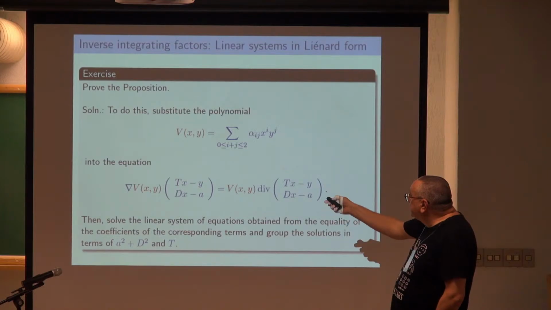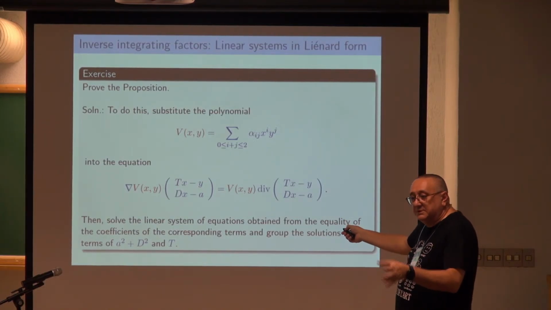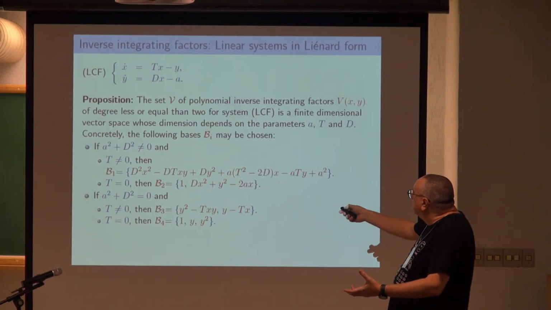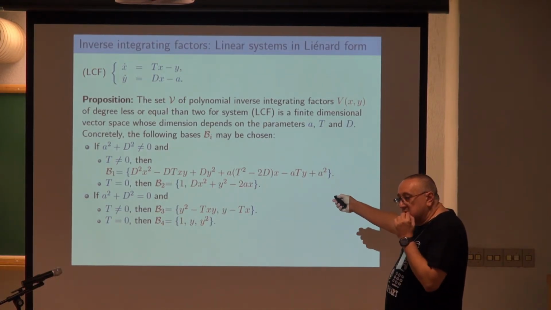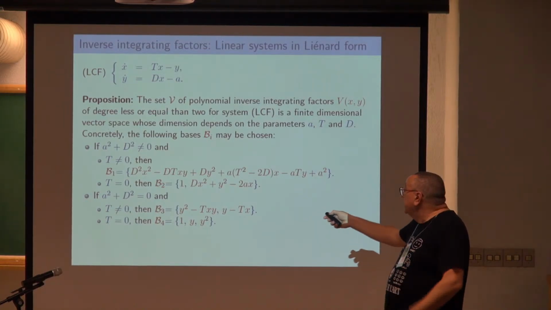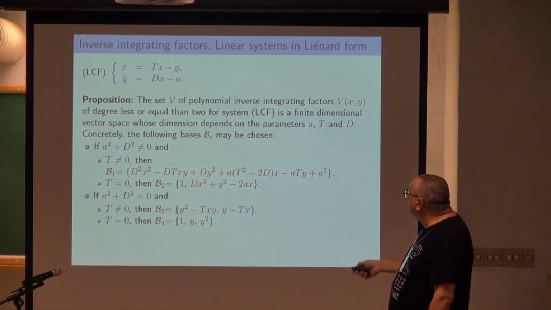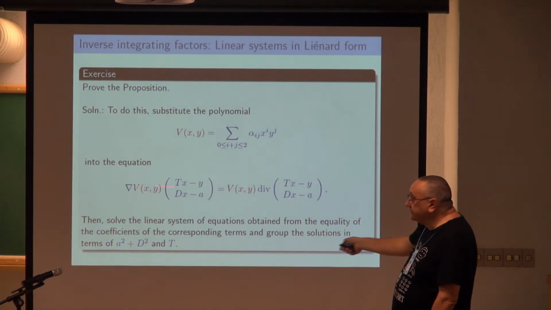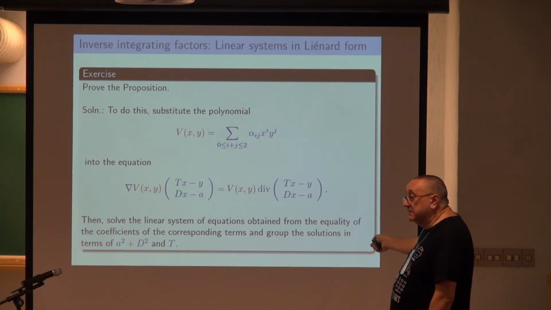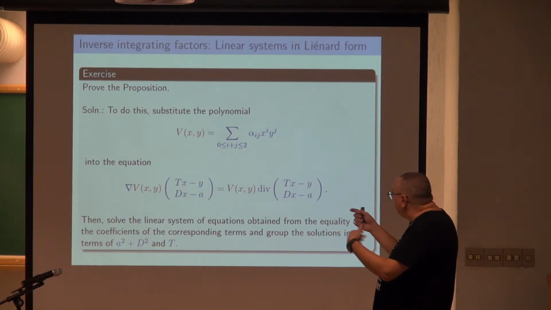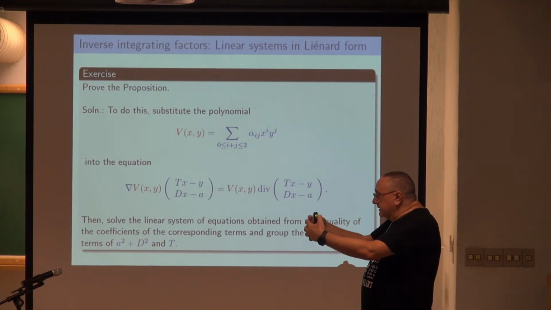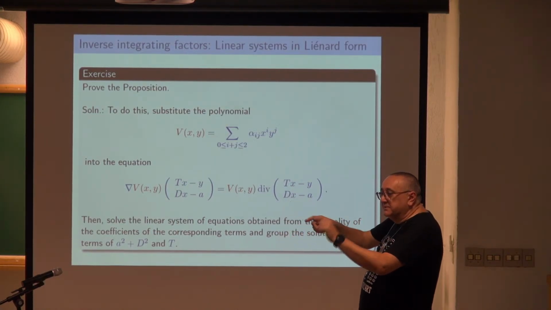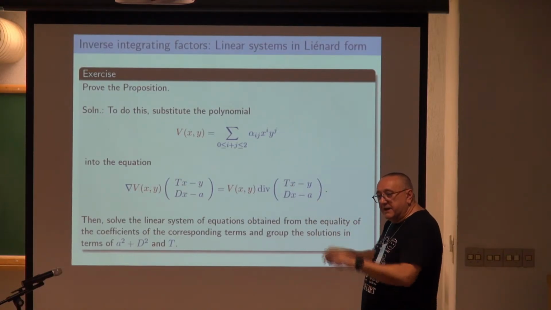Okay, now the exercise: prove the proposition. The only thing you have to do, and it's easy, is to take a second order polynomial in x and y, a generic polynomial, and then put it in this equation, which is the definition of the inverse integrating factor. Then you will have an expression of polynomials equal to 0, and the only thing that you have to do is to vanish all the coefficients.